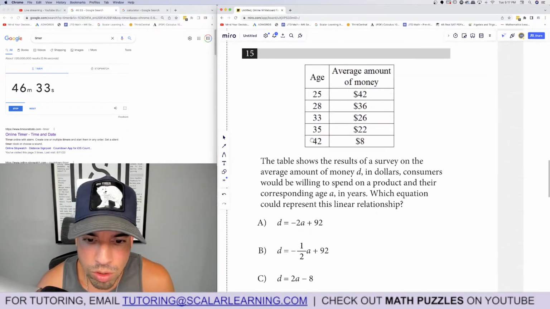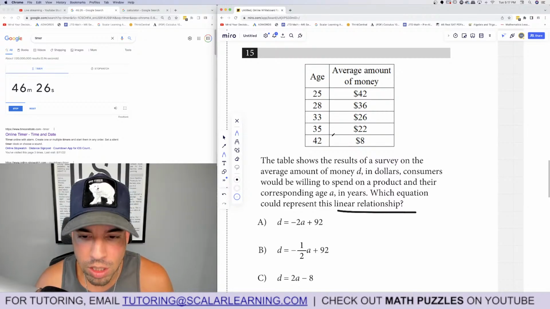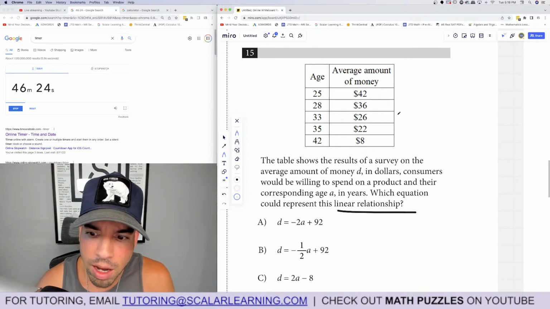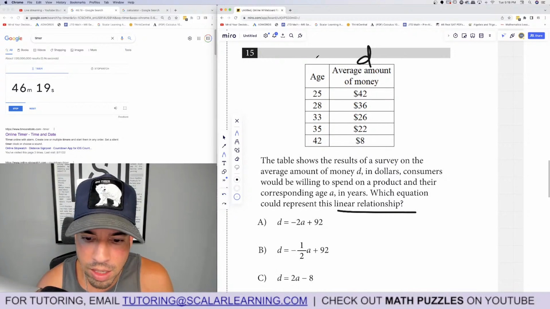15. The table shows the results of a survey on the average amount of money, D, in dollars, a consumer will be willing to spend. Okay, that's it. Linear relationship. What is the equation? The average amount of money is D. That's like my Y. You see that? And then here's my X, which is A.